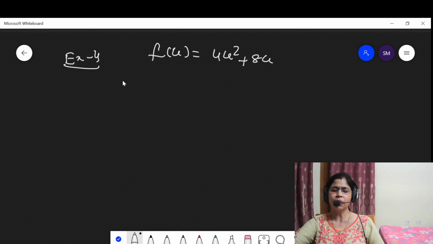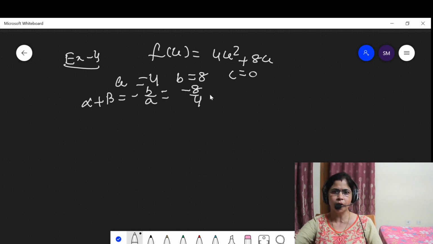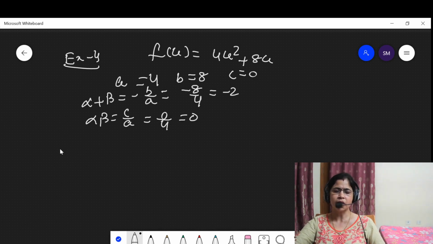Here also when we generalize this polynomial, we get a is equal to 4, b is equal to 8, and in this case c is equal to 0 because there is no constant here. Then you know alpha plus beta is equal to minus b by a, which is equal to minus 8 upon 4, which is minus 2, and alpha into beta is c by a, which is equal to 0 upon 4, which is 0.